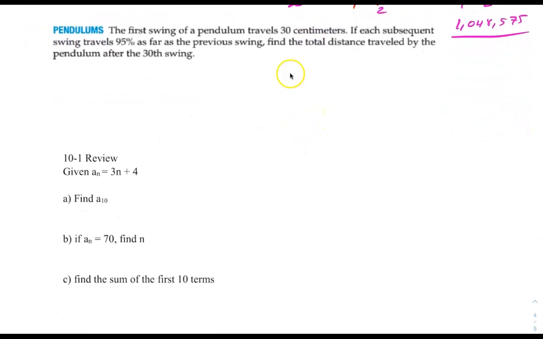The first swing of a pendulum travels 30 centimeters. Hey, that's my A1. Each successive swing travels 95% as far as the previous swing. So my R right there is 0.95. That's the rate. Find the total distance traveled by the pendulum at the 30th swing. So there's my n, 30. And again, total distance, so it's a sum. I'm using the sum formula, not the term formula.